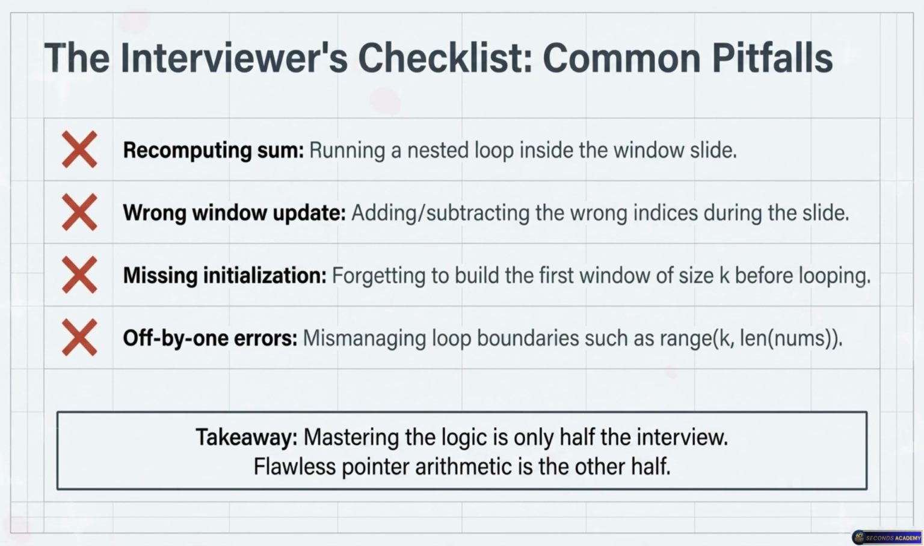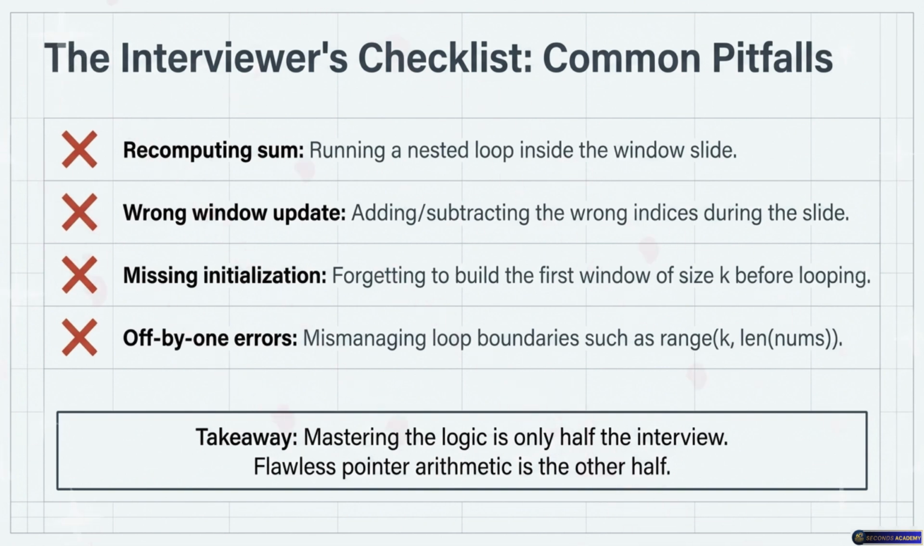What about the initial window setup? Oh, missing that is huge. They'll start sliding from index 0 and immediately throw an out-of-bounds error trying to subtract something that isn't there. And of course, the dreaded off-by-1 errors in loop boundaries. Always double-check if your loop needs to terminate at n minus 1, or n minus k. Yes. And the only way to avoid those is practice.